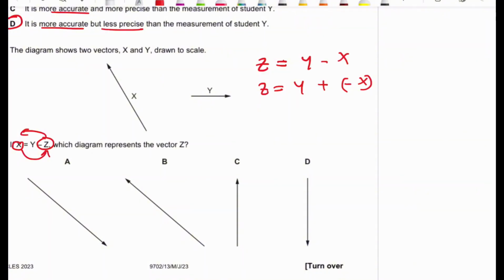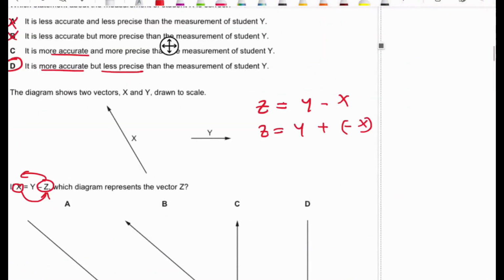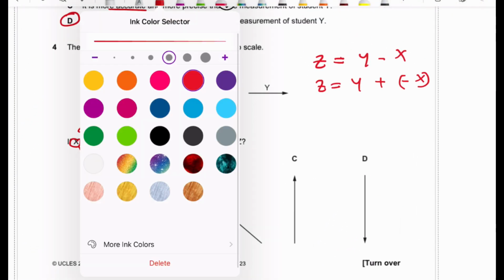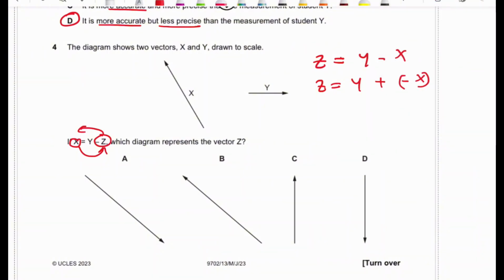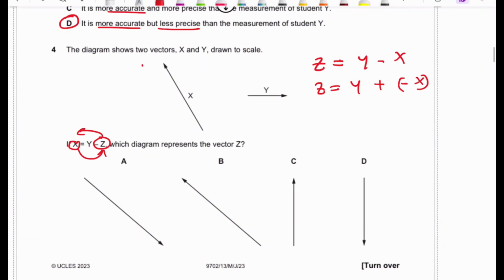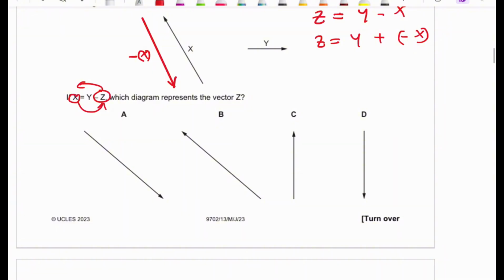But the negative of a vector means you take that same vector, but you just reverse its direction, okay? So it's basically that same vector, but that vector just with an opposite direction, okay? So something like that. This would actually be the vector of negative X, right? So this is the vector that we're taking, and we're actually going to join it to that, and we're going to form the vector Z, okay?